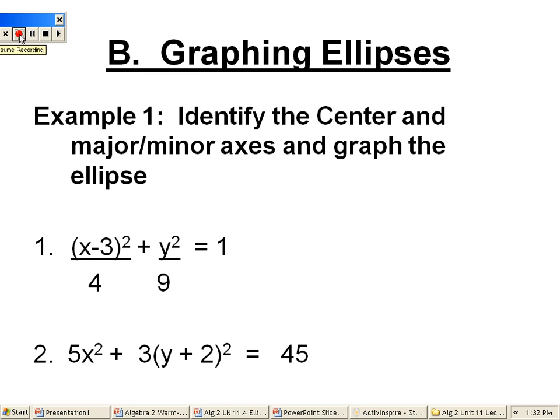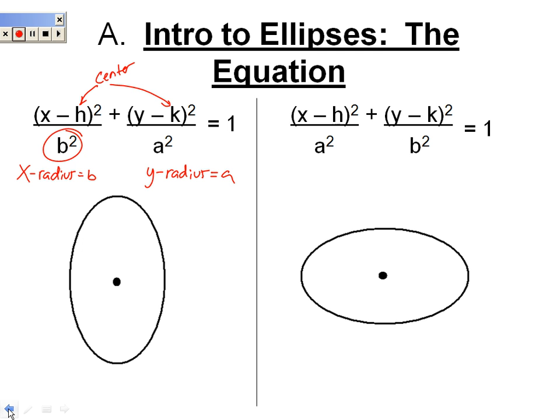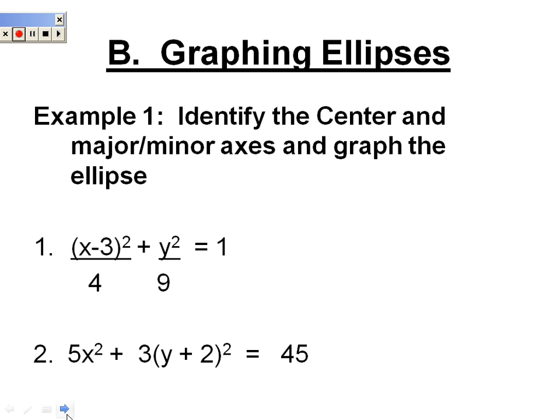Okay, so we have 5x squared plus 3 times (y plus 2) squared equals 45. This is not in the appropriate format. Let's take a look back here. It's got to be equal to 1, first of all. The problem we just looked at is equal to 45. And you can't have any coefficients or numbers in front of the parentheses here. All we want is denominators. But we're going to go ahead and clean it up, and here's how you do it.